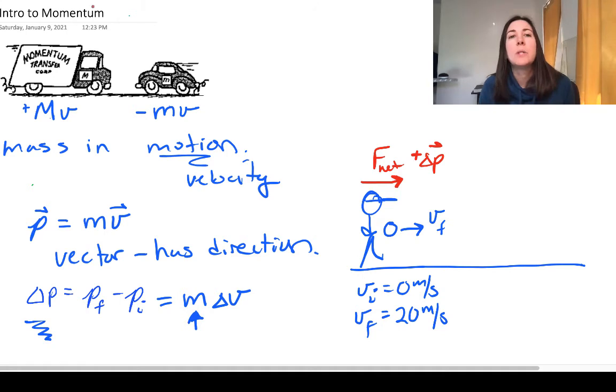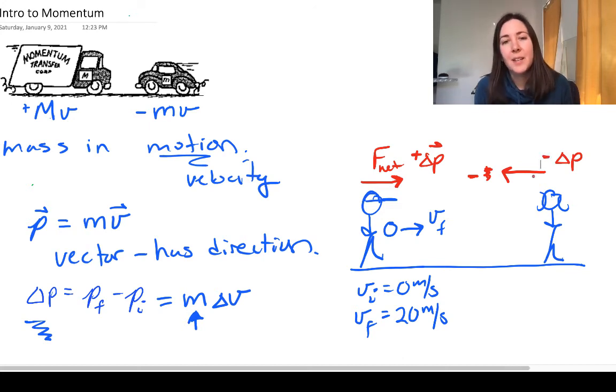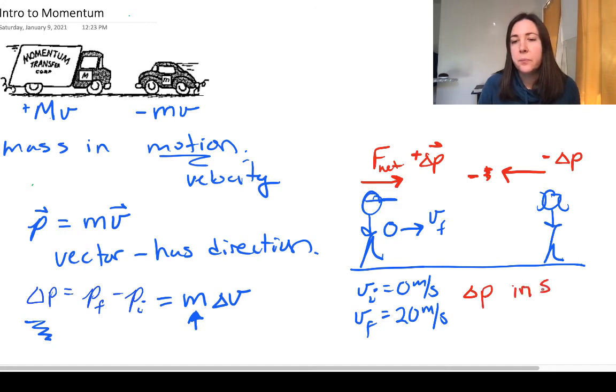Now, if we're talking about this person's friend who is over here, and she catches the ball, well, the final velocity and the initial velocity are switched, and she applies a net force in the opposite direction, or to the left, or negative. So the change in momentum that she imparts will be negative. So the change in momentum is in the same direction as the net force.